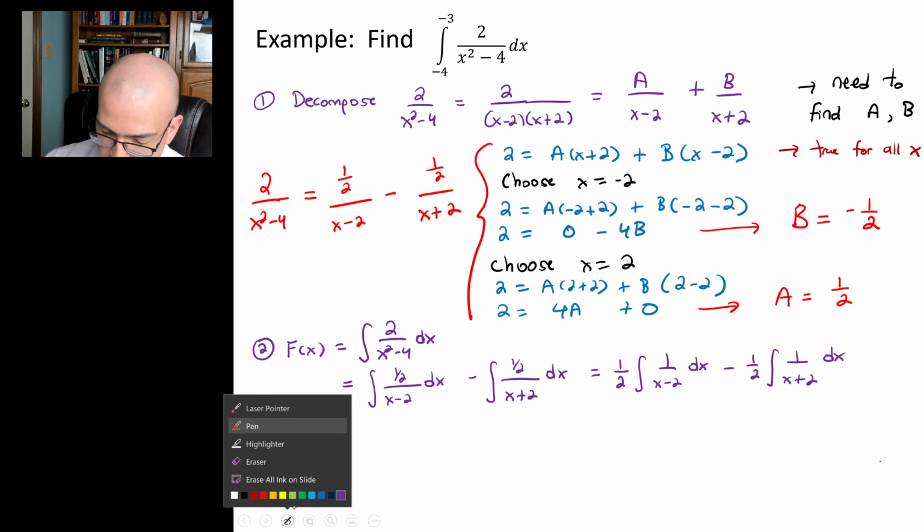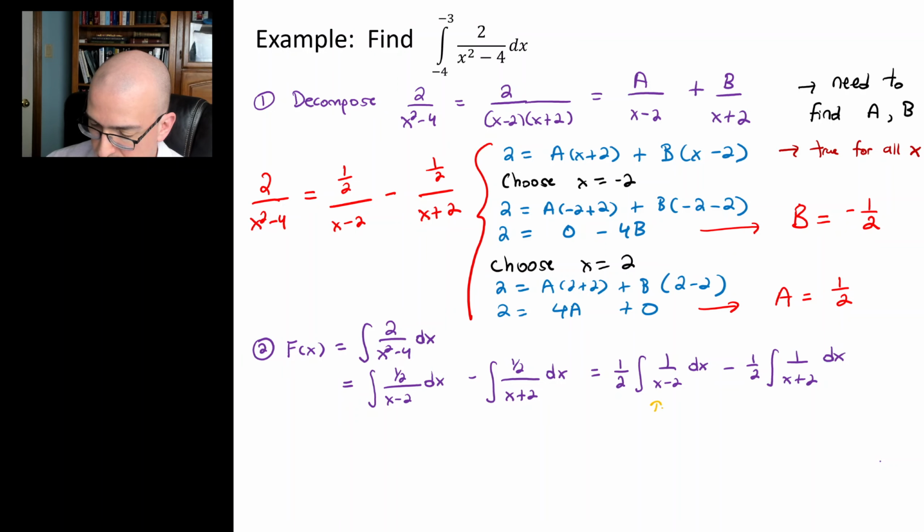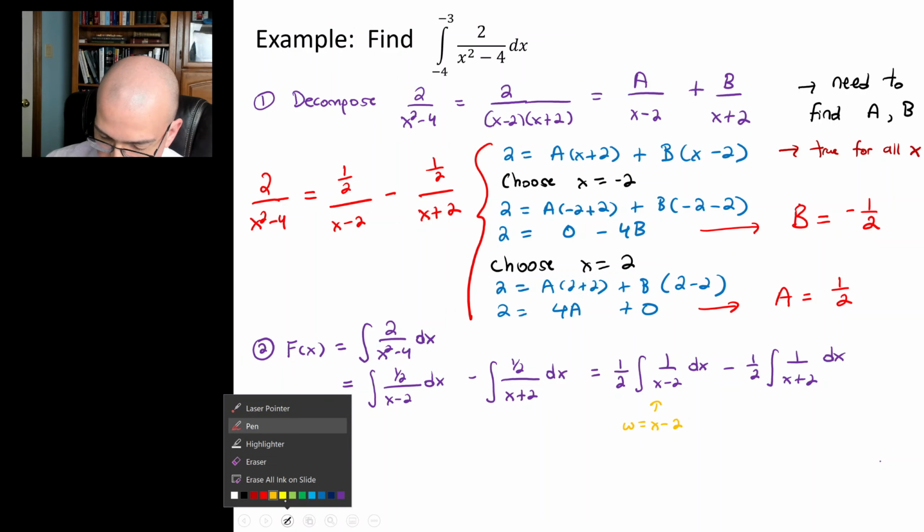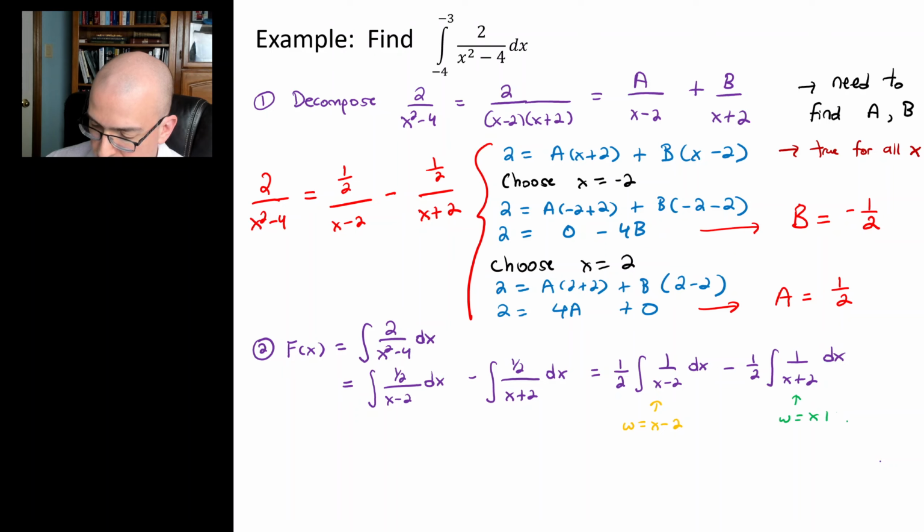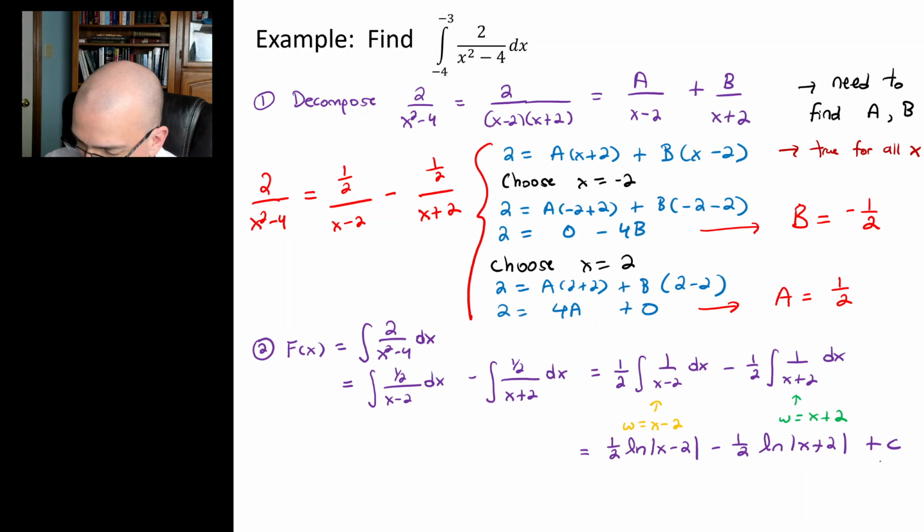And each of these requires substitution. So this one, we'll use w is equal to x minus 2. And for the second one, we'll use w is equal to x plus 2. dw is equal to dx in both cases, so it works out very neatly. We have 1 over w antiderivatives again. So 1/2 ln absolute value of x minus 2 minus 1/2 ln absolute value of x plus 2 plus C. So that's that one.